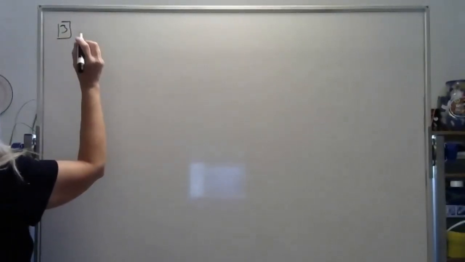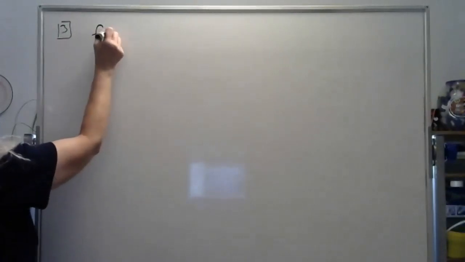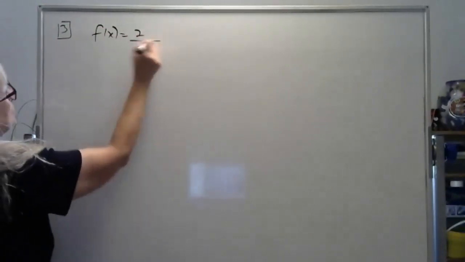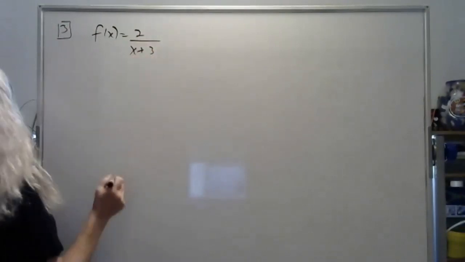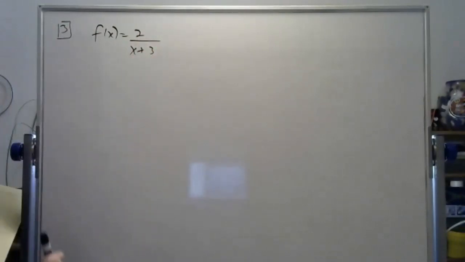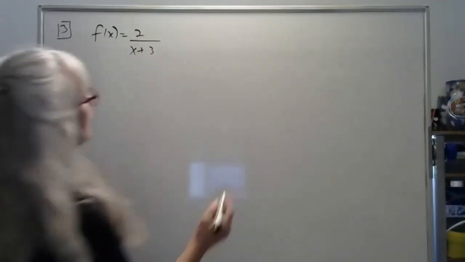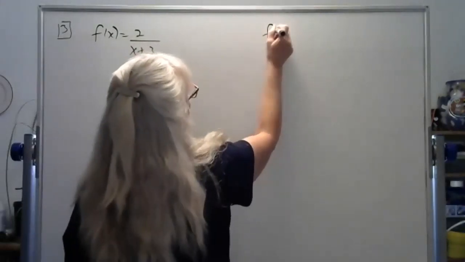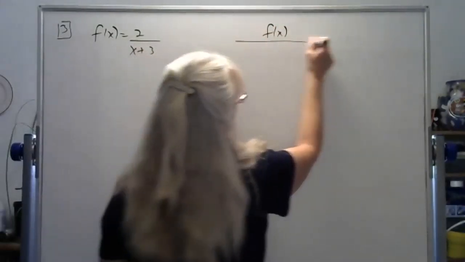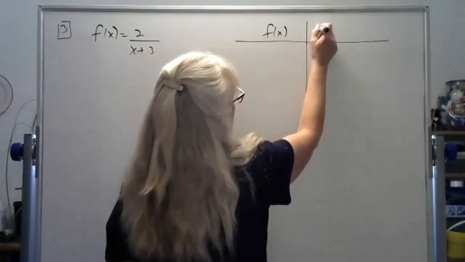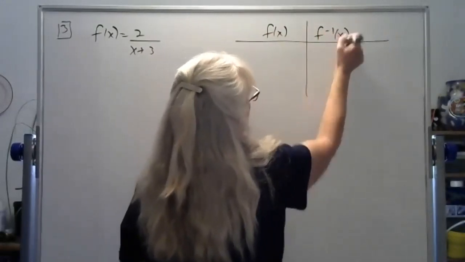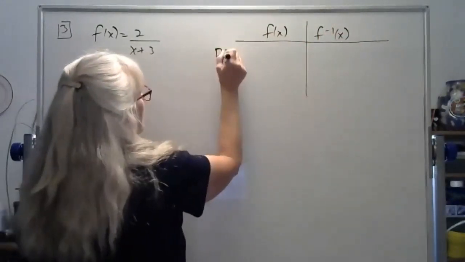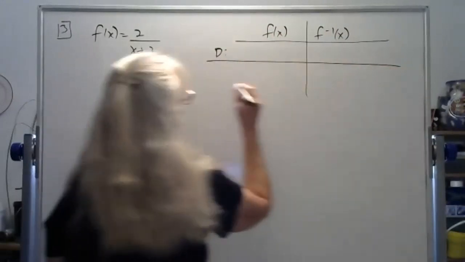Example 3 says, let's state the domain and range of f of x equals 2 over x plus 3. Then we're going to use the algebraic method to find the inverse function and then state its domain and range also. So I'm not going to necessarily do that in this order, but what you then see is a little chart. I love this little chart just because it organizes everything for me. And we're going to do domain and range.